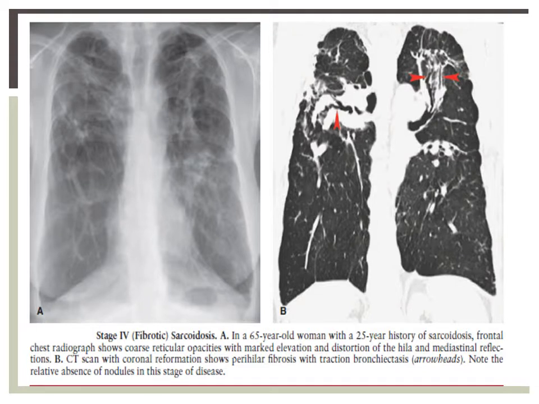This is stage 4. We see multiple fibrosis and traction and distortion of the hilar and mediastinum. In the coronal format, it shows perihilar fibrosis. This is the red arrowhead with the traction bronchiectasis.